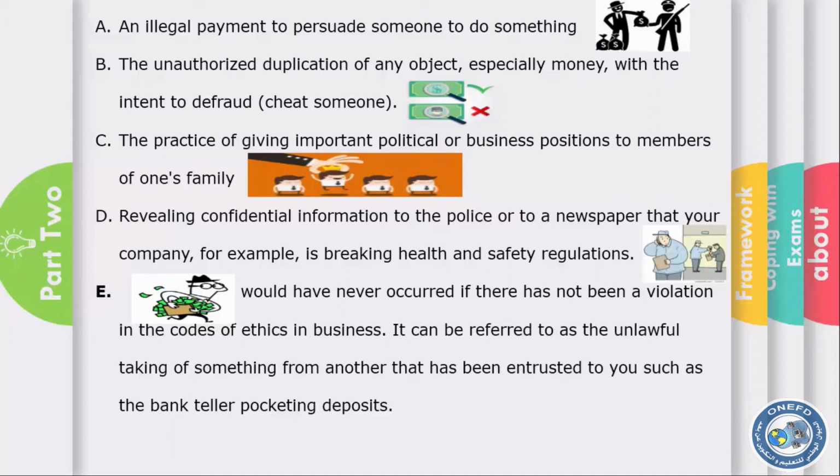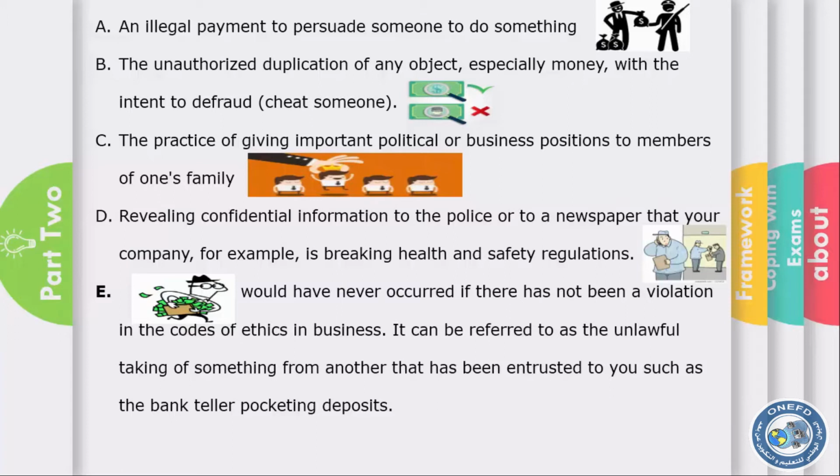And sentence B: the unauthorized duplication of any object, especially money, with the intent to defraud, to cheat someone. And the picture beside it, you have two bills. These are bills of money, and you have a right mark and a cross mark. So what do you think is the word appropriate to both the picture and the definition?